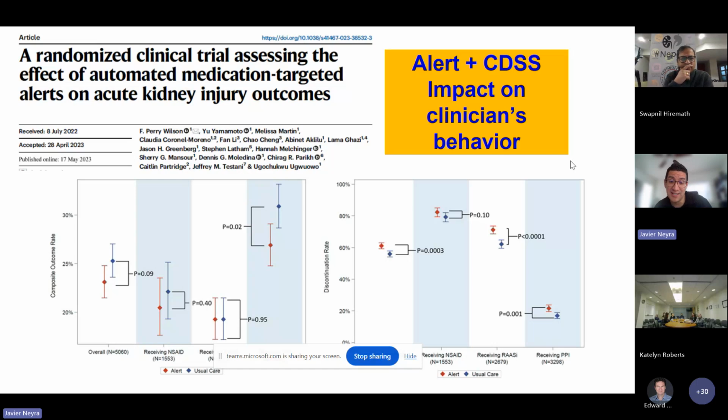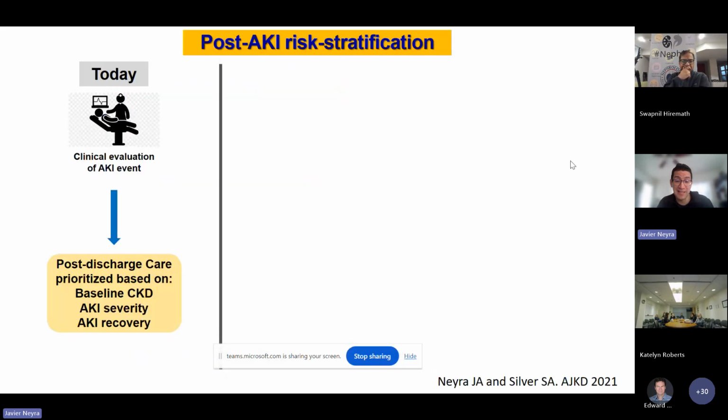So the alert and the CDSS help the clinicians to stop more PPIs, and when that happened, there was an impact on the progression of AKI, which is a good area of intervention because it's not too far that we start to recognize the potential nephrotoxic effect of PPIs in the context of AKI. And we use them freely, now less than before, but a lot of people don't pay attention to PPIs for sure.